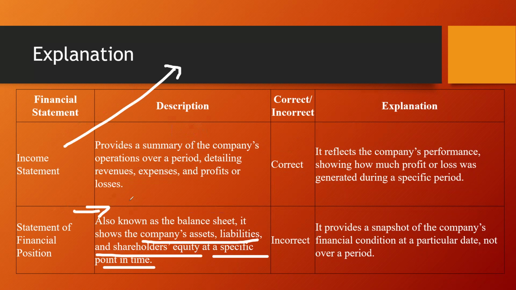It's a snapshot. Income statement is a movie. So the balance sheet provides a snapshot. Yeah, snapshot. This is a movie, it's a video. So it shows at a particular date, not over a period of time. That's the reason. Okay, let me show you the explanation for the other things.